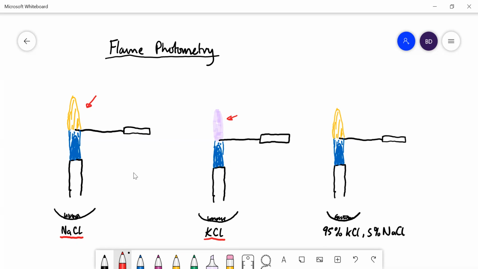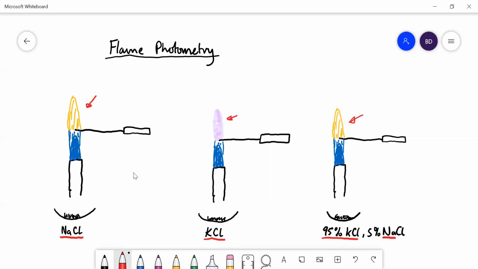And it's particularly so if you're using sodium. Here we've got a mixture which is mostly potassium chloride with just a small amount, 5%, of sodium chloride. If you put that into a flame test, you'll just see a yellow flame. You won't notice the lilac at all. The sodium color is much more intense, and it swamps out everything else, and you can't really see anything there. So flame tests have got their limitations.